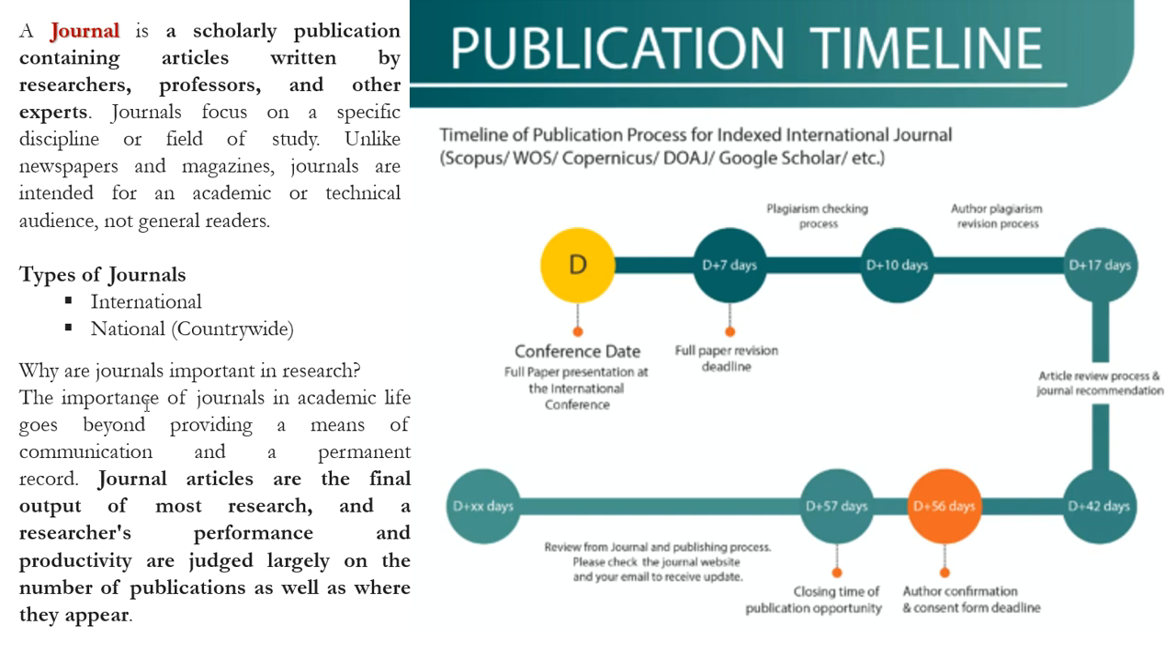Then, why are journals important in research? The importance of a journal in academic life goes beyond providing a means of communication and a permanent record. Journal articles are the final output of most research, and researchers' performance and productivity are judged largely on the number of publications as well as where they appear. The general question is: what is a journal, and what is the importance of a research journal?